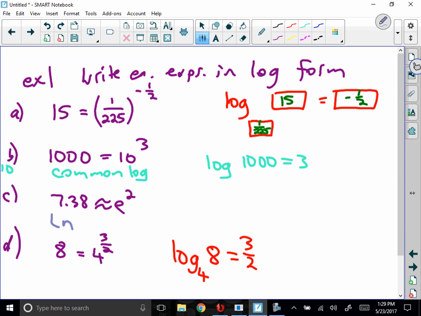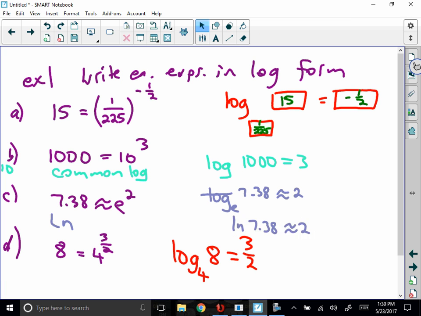So number C, you might be inclined to write the log base e of 7.38 is approximately equal to 2. Well, you don't need to write that. Instead, you're going to use the ln. So we would say the ln, or natural log, of 7.38 is approximately 2. I don't understand who named it that way, but whenever the base is e, we use something called the natural log. And it's weird because whenever you read an expression like this in math, it's read as the log of, even though it's the natural log. For short, we just say the log of.